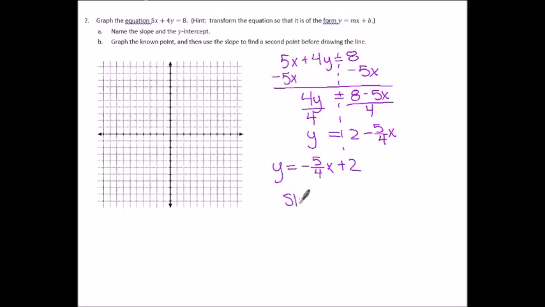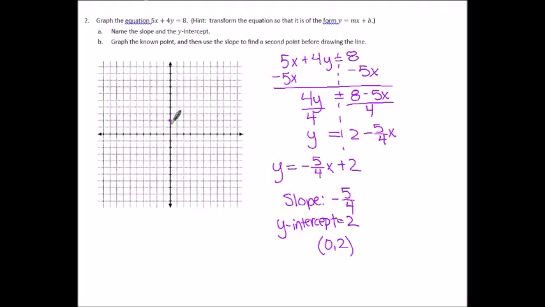So our slope is where our m is, so that's going to be negative 5/4. And then our y-intercept is our b, which is going to be 2. And now, if we're using our y-intercept, we can plot a point. So if our y-intercept is where it crosses the y-axis, then our point is 0, 2. So we can go 0, 2, plot the point, and now we have a slope that's negative 5/4.